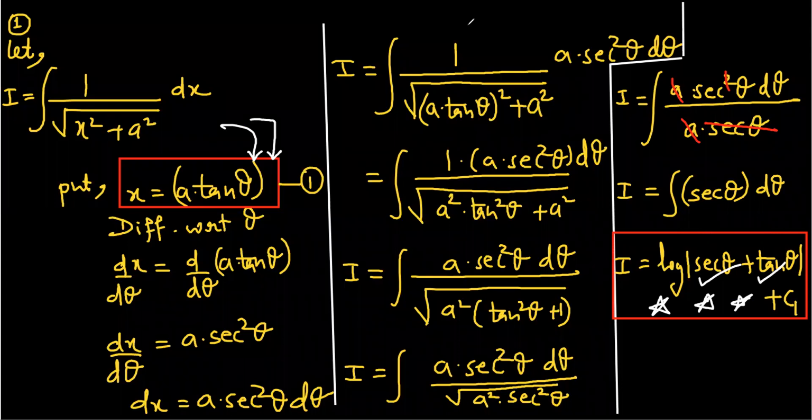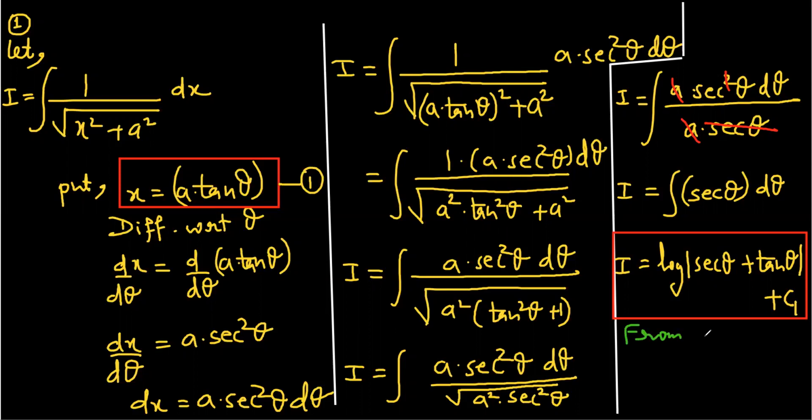So that I will do. So let's begin. So I write here from 1, I'm using a different color. From 1, x upon a equals tan theta. Oh, that's great.